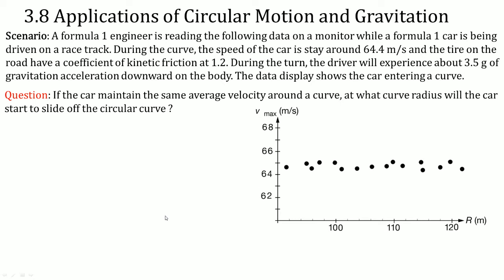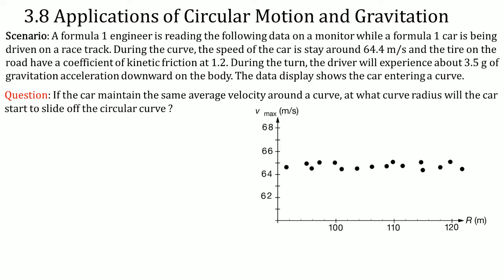Scenario: a Formula One engineer is reading the following data on a monitor while a Formula One car is being driven on a racetrack. During the curve, the speed of the car is staying around 64.4 meters per second, and the tire on the road has a coefficient of kinetic friction of 1.2. During the turn, the driver will experience about 3.5 Gs of gravitational acceleration downwards on the body.